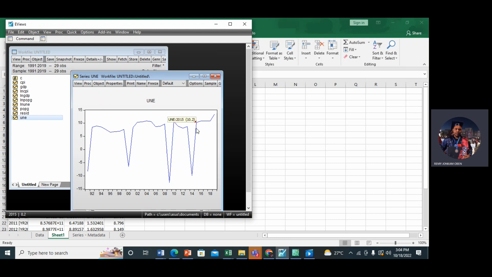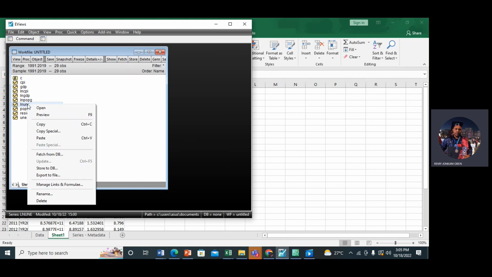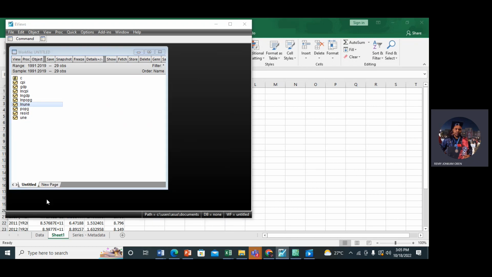So how do we solve this problem? This is a problem, right? We have to solve it. Are you going to use graphs which have breaks? No, you have to solve it. So we are not going to rely on this one. So this lean that I took here, this log of unemployment, I'm going to delete it. So just come highlight it on your keyboard, right click, and then come to delete. Delete, yes. So I've deleted it because we are not going to use it. I just showed you to demonstrate.